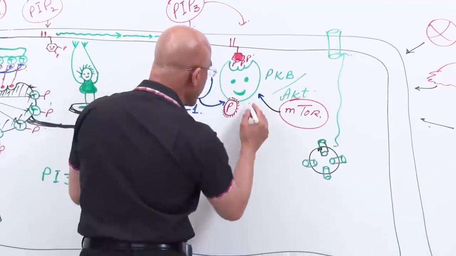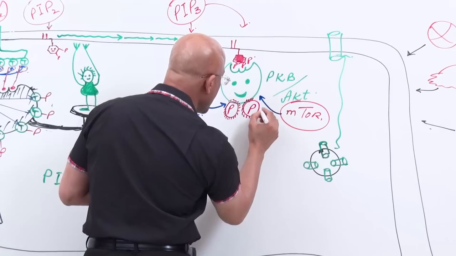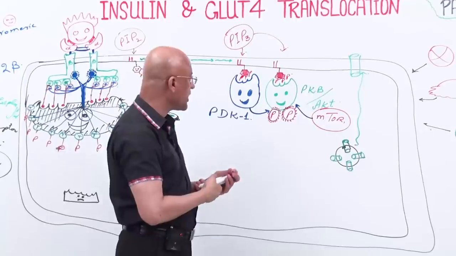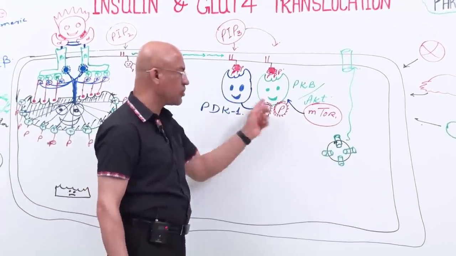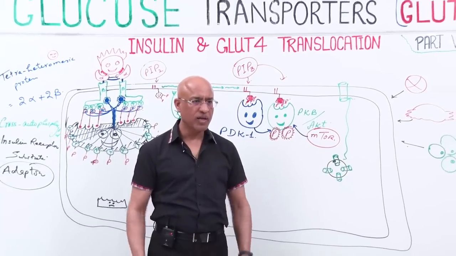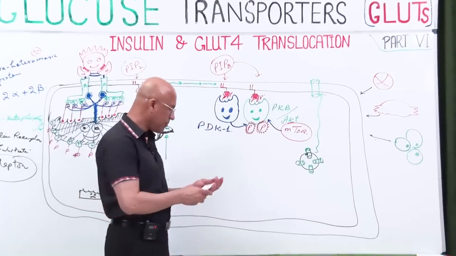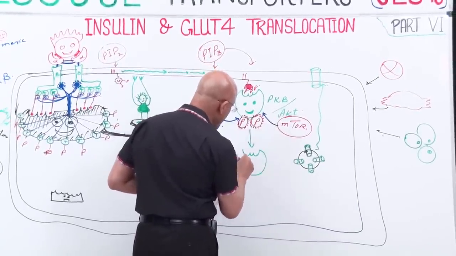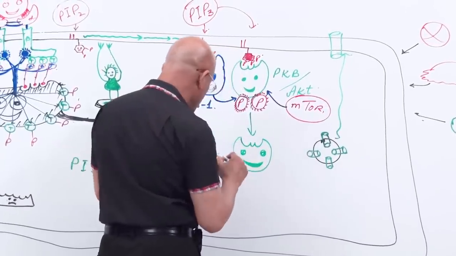So what is happening? That whole story is that PKB, protein kinase B or AKT protein, whatever you like to call it, is getting phosphorylated by PDK1 and mTOR protein. If it gets phosphorylated, it becomes active. And when it becomes active, it leaves this place. It moves away, and now it is present here in the cytosol with a very special duty.